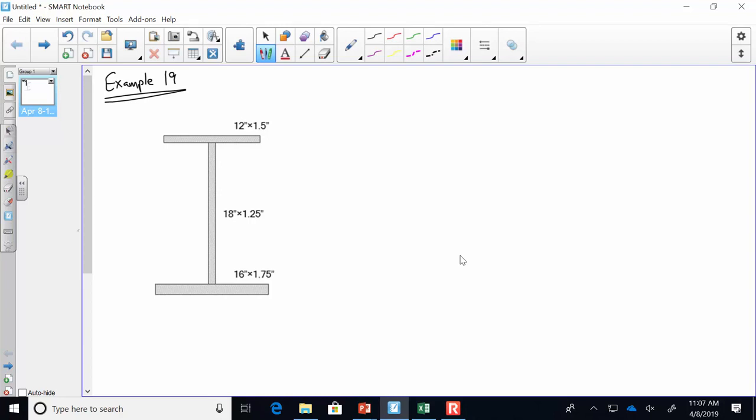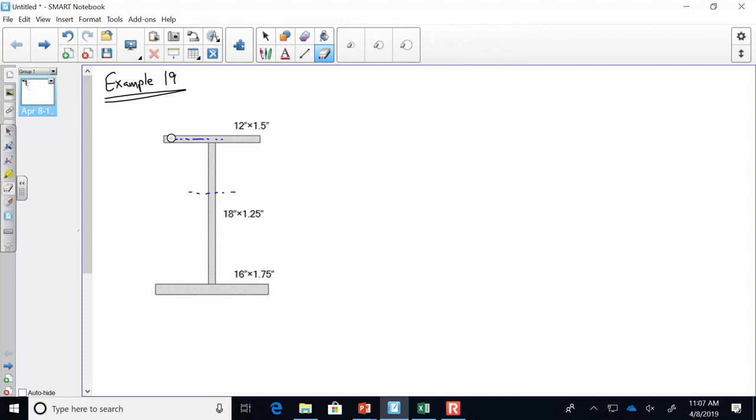Now, the plastic neutral axis is that magical line where the area above that line equals the area below that line. So in order to do this problem, we have to make a guess. To start, we have to ask ourselves, do we think that the plastic neutral axis is going to be inside the top flange, inside the web, or inside the bottom flange? You tell me, what do you think is the most reasonable guess? The web. Yeah, that's a pretty straightforward guess.